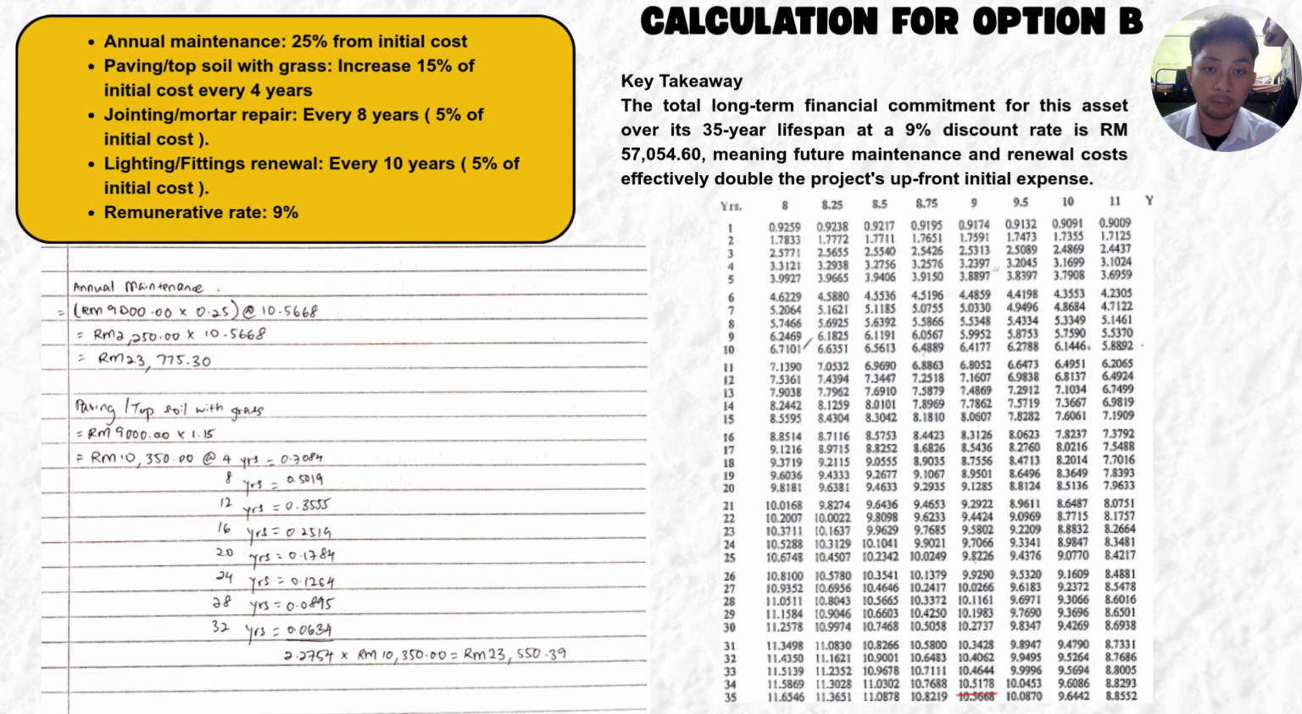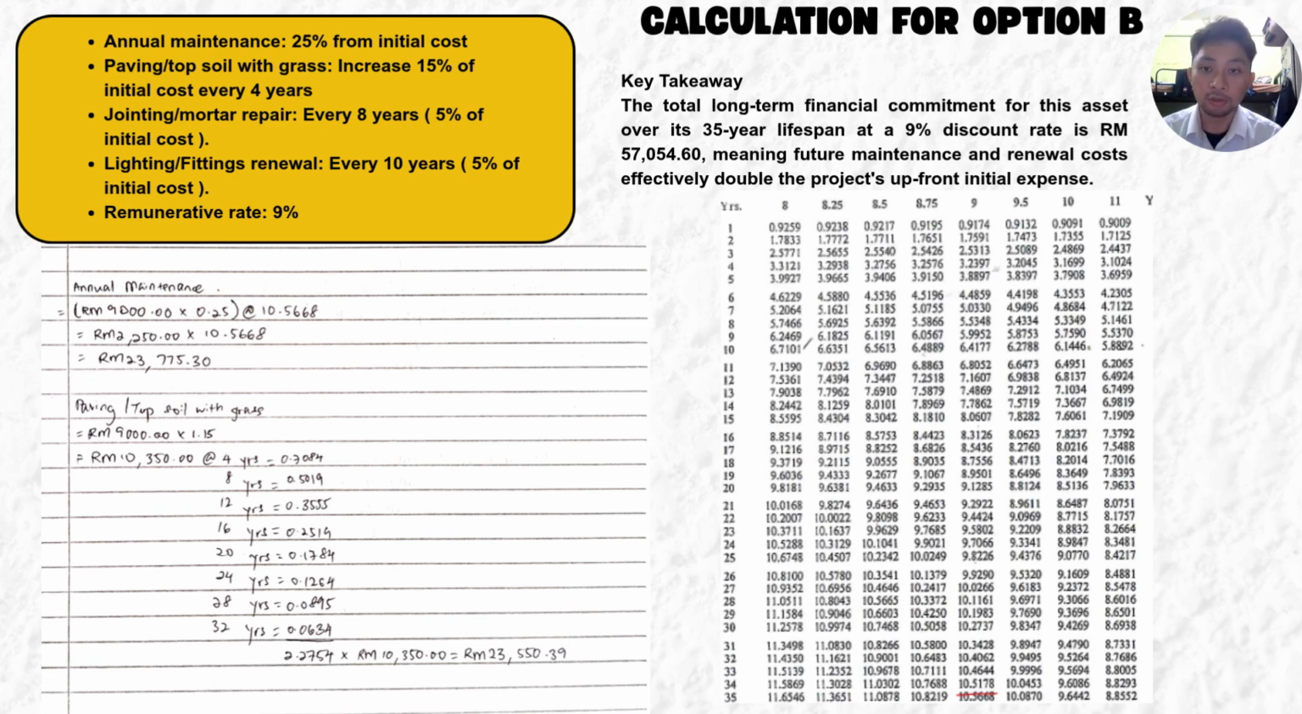For the key takeaway, the total long-term financial commitment for this asset over its 35-year lifespan at 9% discount rate is the total cost RM 57,460 cents, meaning future maintenance and annual cost effectively double the project's upfront initial expense.